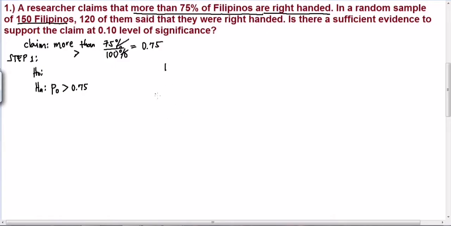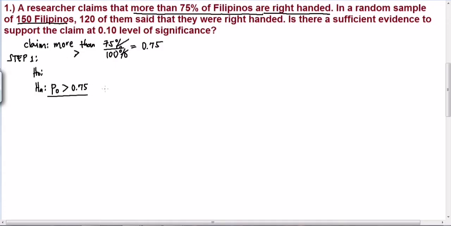So, ibig sabihin, yung claim natin dito na more than 75% is in the column HA. Kasi more than, wala naman siya sinabing at least 75%. So, pag sinabi kasing at least 75%, ang gagamitin nyo is pa ganyan. So, wala siyang sinabing ganun. Ang sabi niya lang, more than. So, this is the right symbol to use, more than.